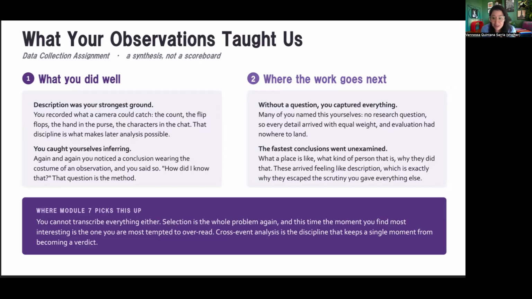And that discipline matters more than it might feel like in the moment, because clean description is the material everything is built from.